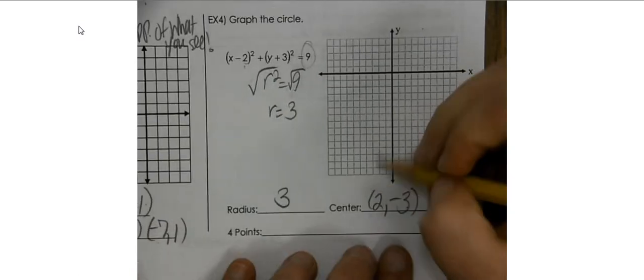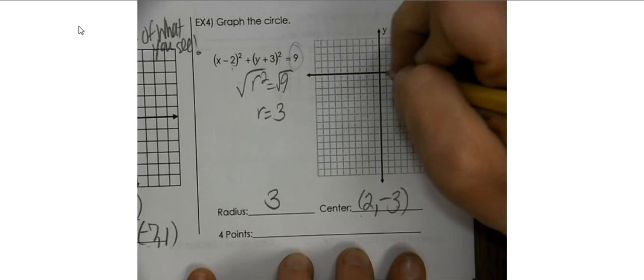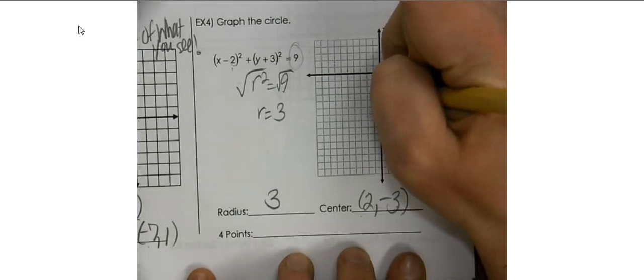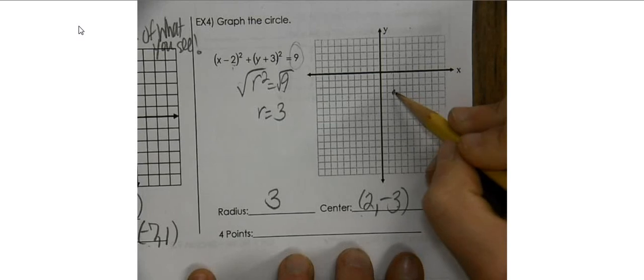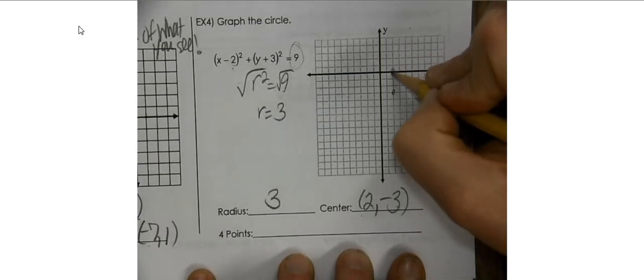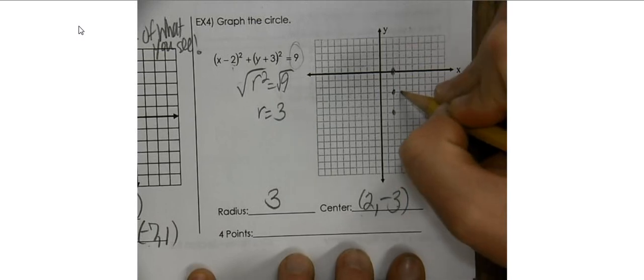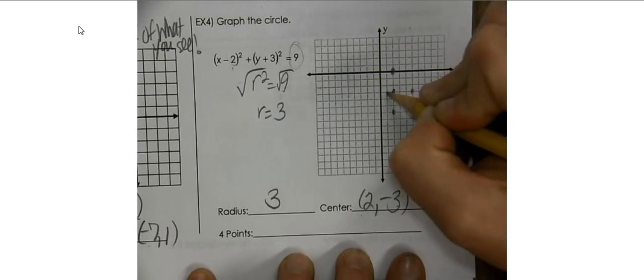So I'm going to plot the point 2, negative 3. So I'm going to go over to 2, down negative 3. And here's my center. And from here I'm going to count north, south, east, and west. So here's going 3 units to the north, 3 units to the south, 3 units to the east, and 3 units to the west.